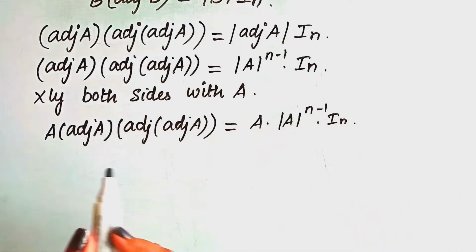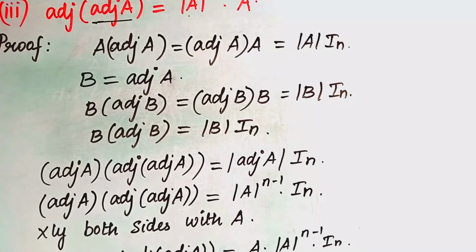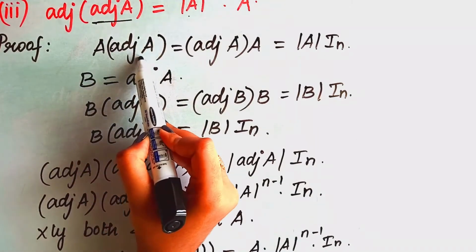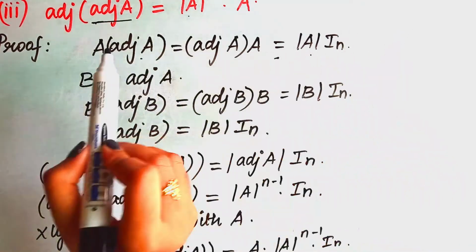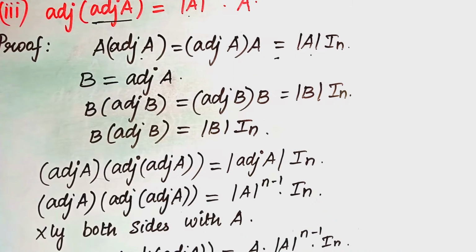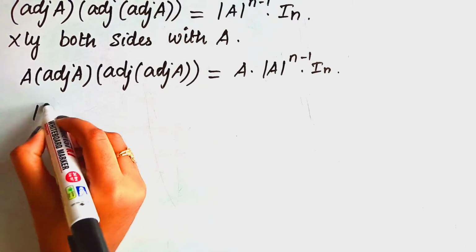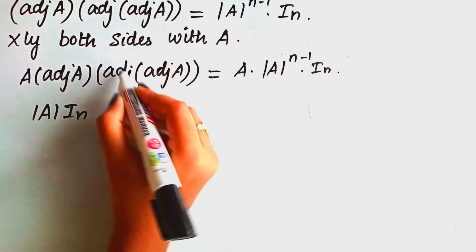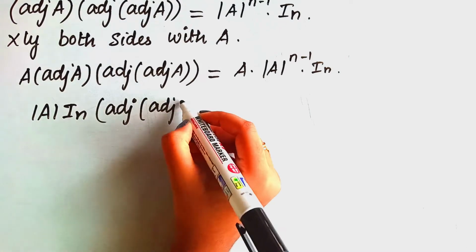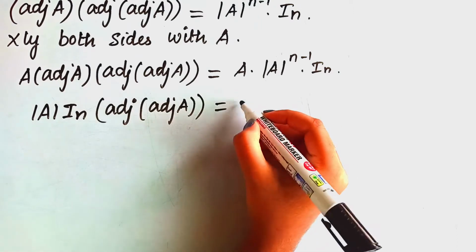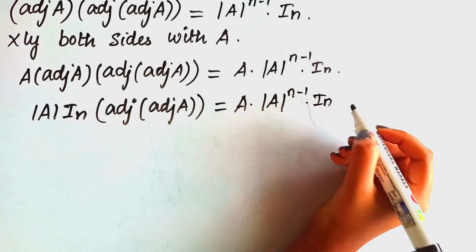So here you can see that A into adjoint A, right? We already know that A into adjoint A is equal to determinant of A into In, right? So we have to substitute this in our equation, so that in the place of A into adjoint A, we're going to substitute determinant of A into In, and then this term will be as it is, adjoint of adjoint A, okay, is equal to A into determinant of A power n minus 1 into In.